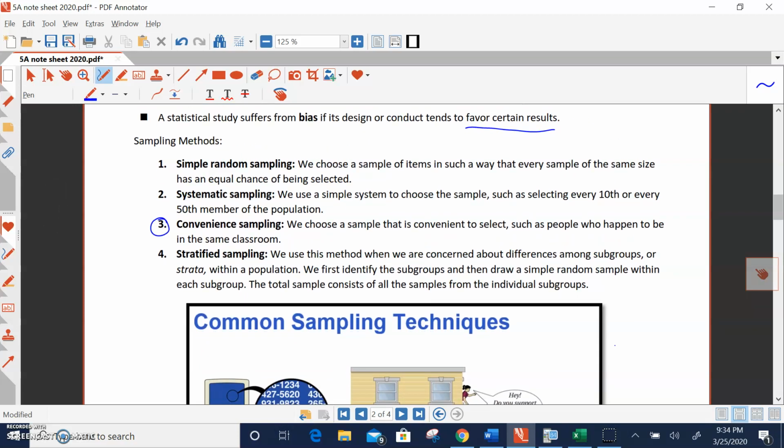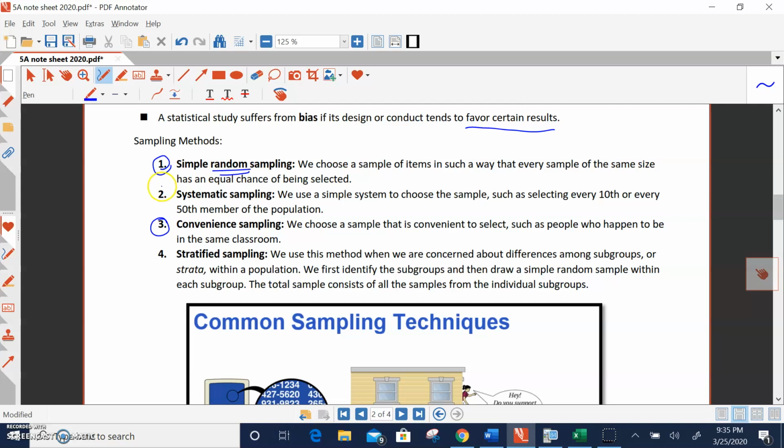Okay, simple random sampling. Well, the word random means the people or the subjects in the study are chosen at random, which means each member has an equal chance of being selected. So everybody has the same chance of being selected. It's like the game of bingo. You've got all the balls rolling in there. Every one of those balls has an equal chance of being chosen. So that's a simple random sample.